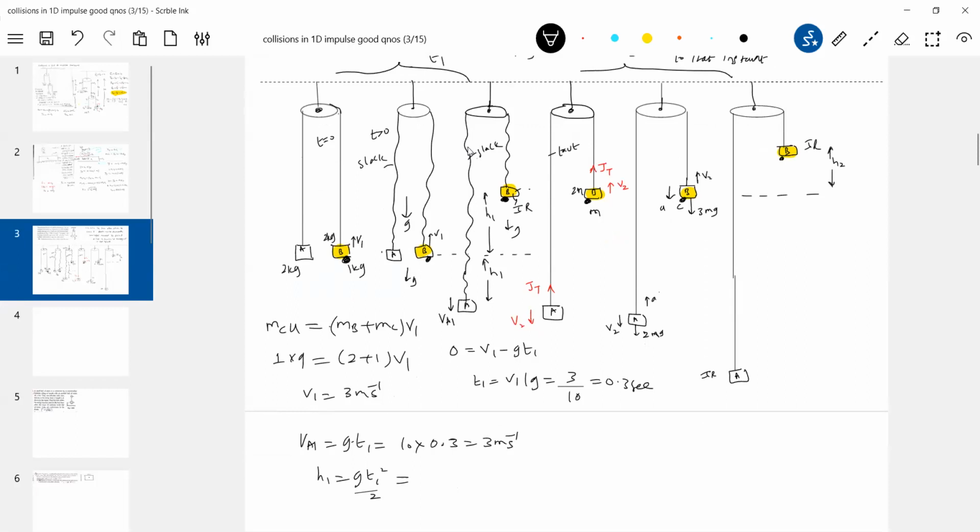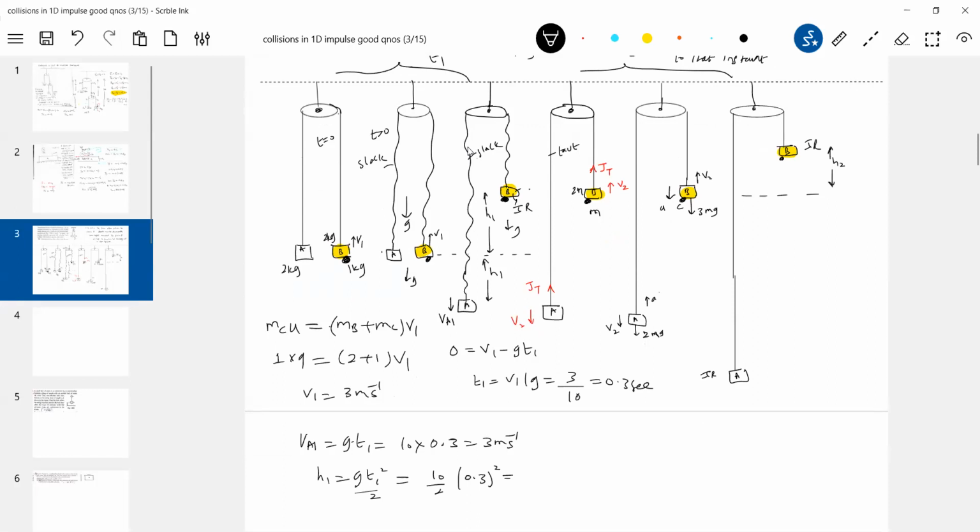Better to use the simplest thing. So 10 by 2, T1 square, 0.3 whole square. So we'll get H1. So after getting H1, then let's come for this. Immediately here, look at this. So we have to calculate the V2, no? How to calculate that particular V2?